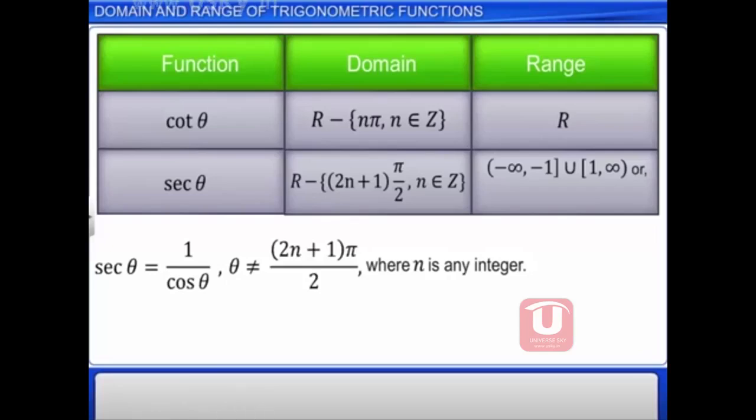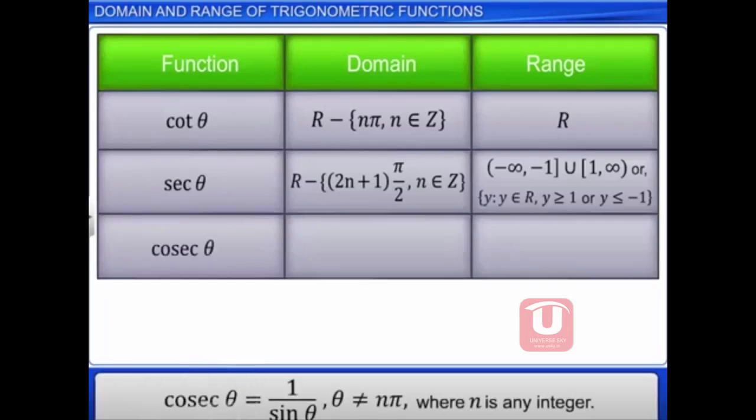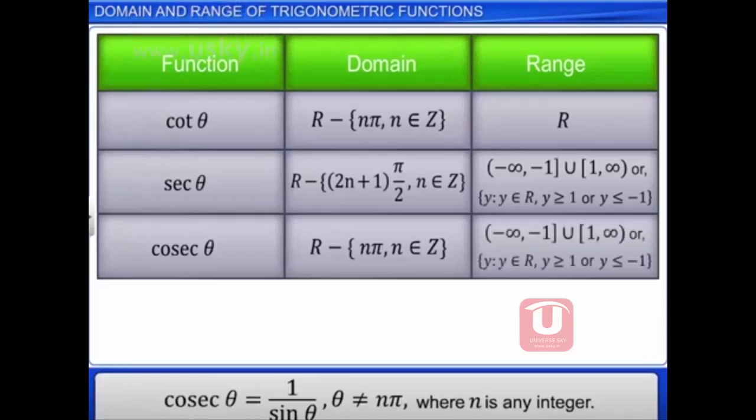In other words, the range is the set of all real numbers y such that y is greater than or equal to 1 or less than or equal to -1. Cosecant theta is defined when theta is not equal to n pi, where n is any integer. Thus, the domain is the set of real numbers not equal to n pi, where n is any integer. And the range of cosecant theta is the same as secant theta.